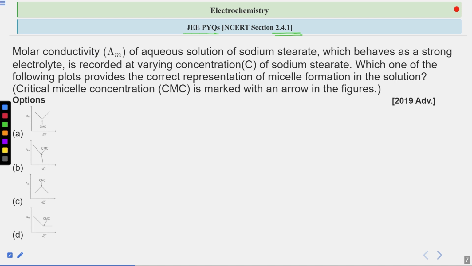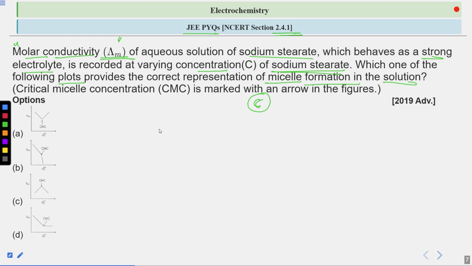The question says that the molar conductivity, represented by lambda m, of an aqueous solution of sodium stearate, which behaves as a strong electrolyte, is recorded at varying concentrations of sodium stearate. That means at various values of concentration, that is C, we have observed the values of molar conductivity. Which one of the following plots provides the correct representation of micelle formation in the solution?